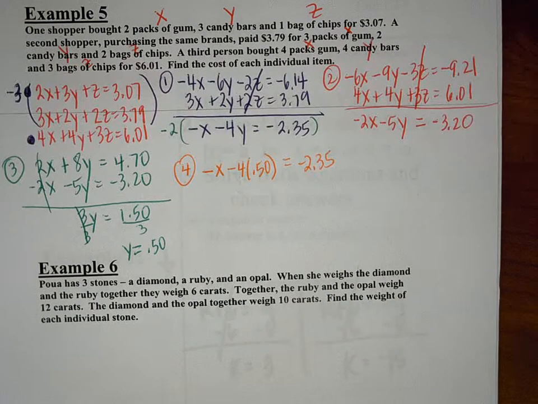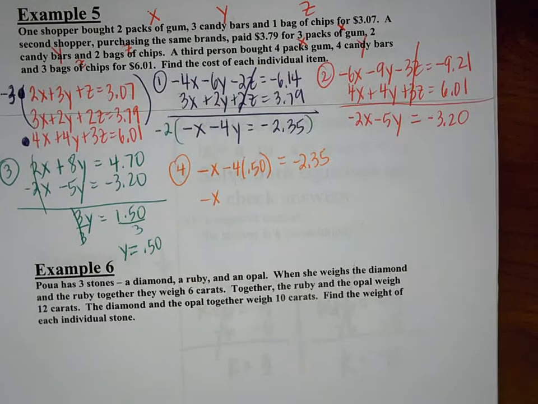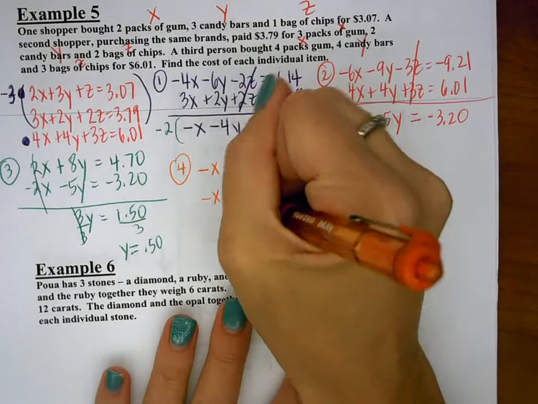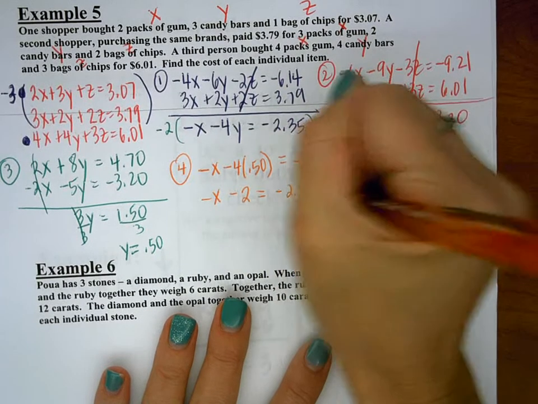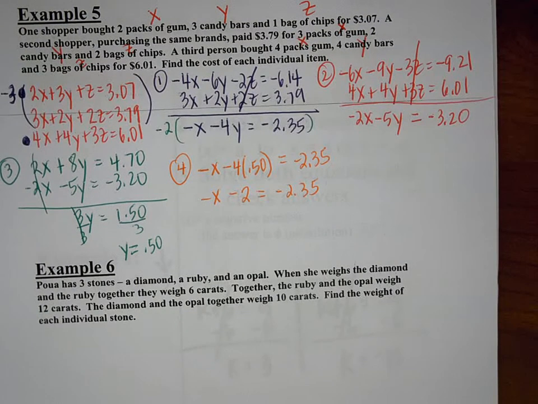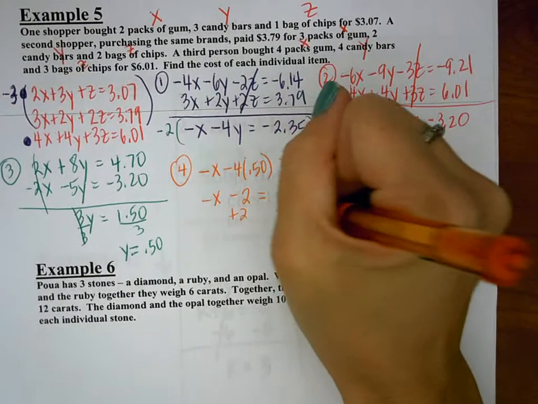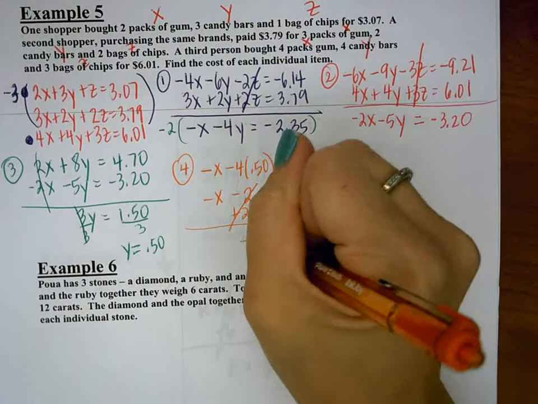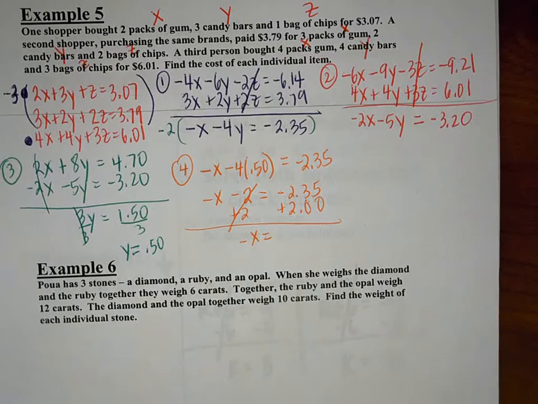Okay, so then I have negative x. When you multiply negative 4 times 0.50, what do you get? Good, negative $2 or negative 2 equals negative 2.35. What do I do now? Add 2 to both sides, right? Because we're trying to get x by itself. Okay, so 2, remember that's 2.00 if you want to line up decimals. We have negative x equals what? Nope. Negative and a positive, what do you do? Subtract and take the sign of the bigger number, so it's going to be what?